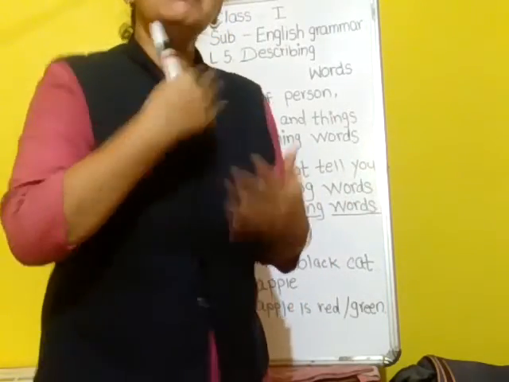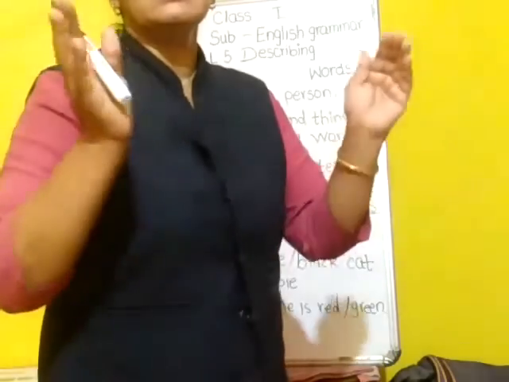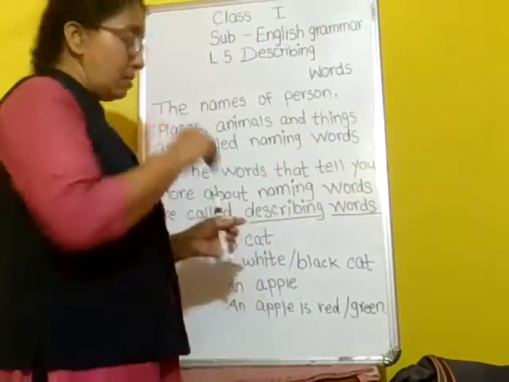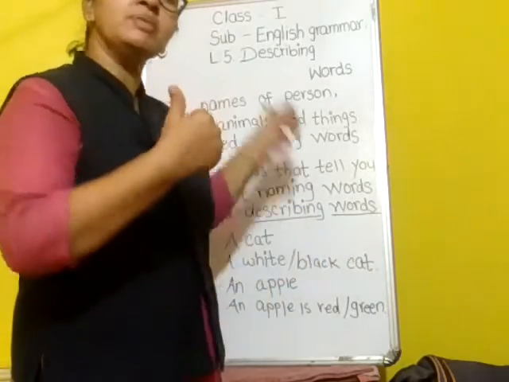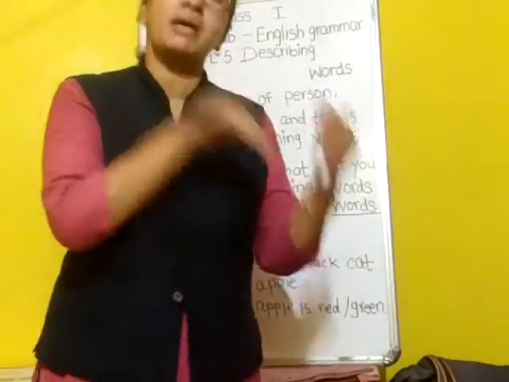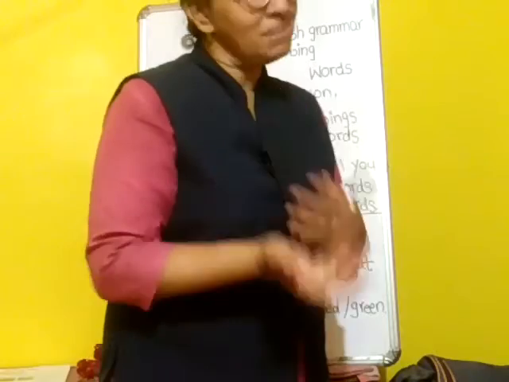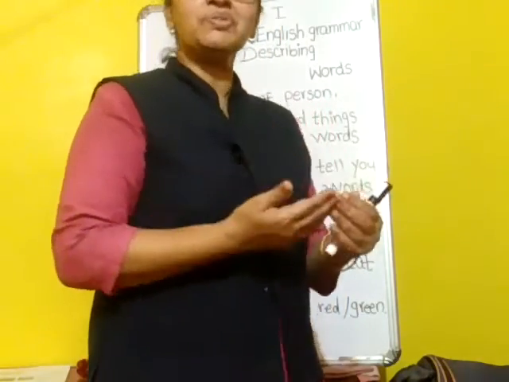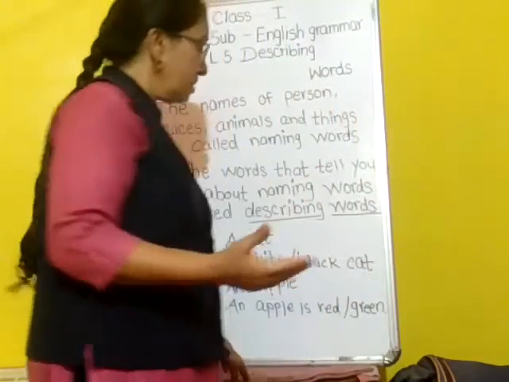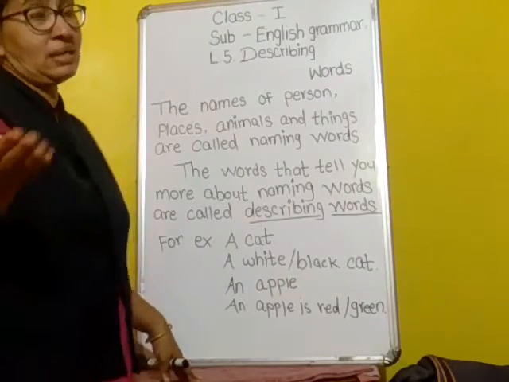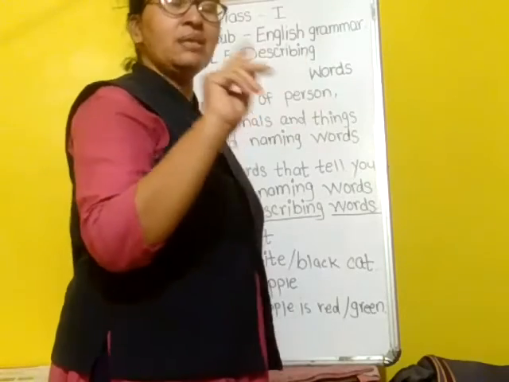They describe naming words. Why did I say that naming words and describing words are connected to each other? Because describing words tell you something about naming words. Okay, it says something about that naming word. That's why first of all you should know what the naming word is. If you don't know what a naming word is, then it is in vain to learn describing words. It will have no meaning if you don't know what naming words are, because there is a connection between naming words and describing words.